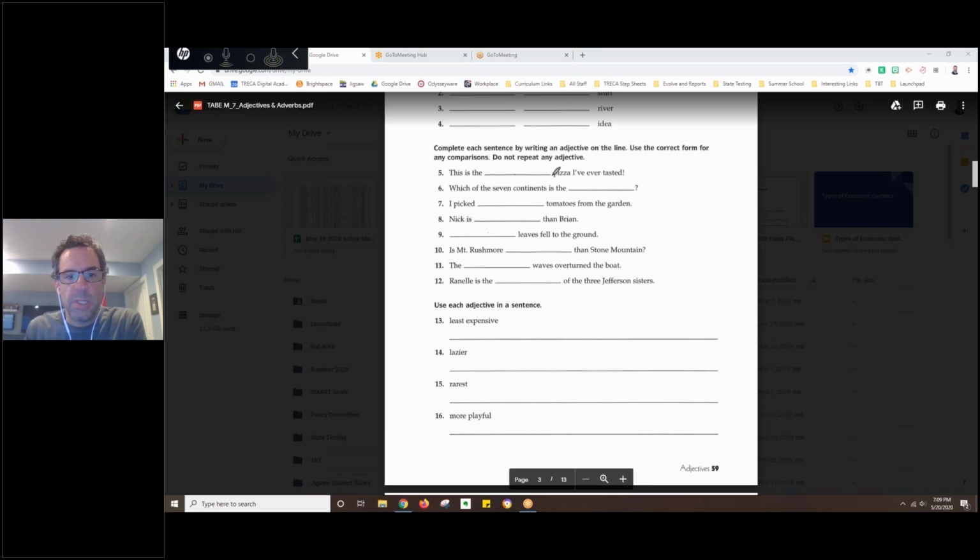Okay, so number 5 says, this is the blank pizza I've ever tasted. So what kind of pizza would you write down here? For me, I automatically think this is the best. This is the best pizza I've ever tasted. So we're playing around with the superlative form here.